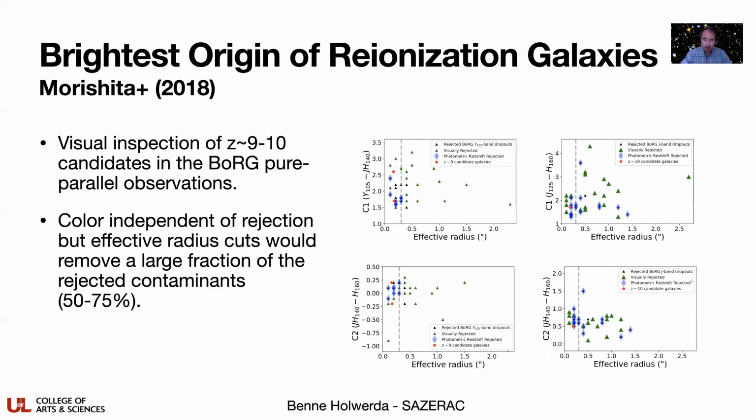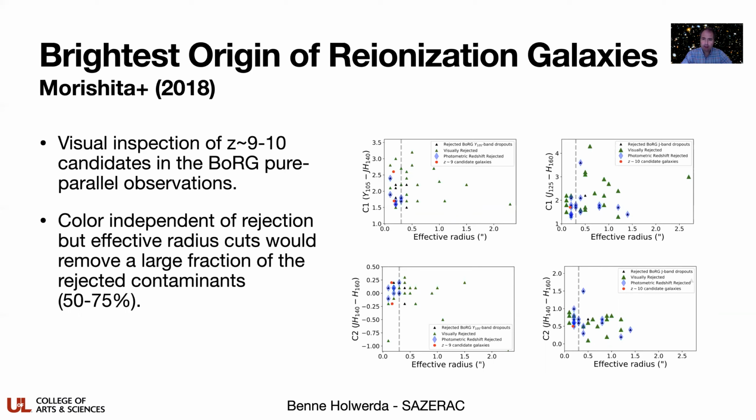So the recent work that I've done was on the brightest epoch of reionization galaxies. So Morishita wrote a fantastic paper about that. And not only did I get to play with the actual selected sources, but also with the sources that he rejected. And so the visual inspection shows, that was my goal, to see where the visual inspection actually rejects sources, and if there's a way to supplement or substitute the visual inspection of these little high redshift sources. Color independent, but size seems to be instructive.